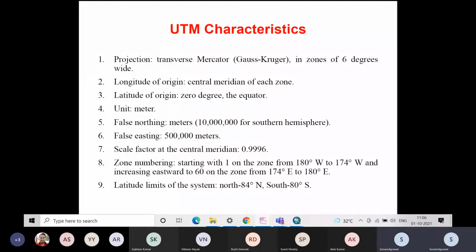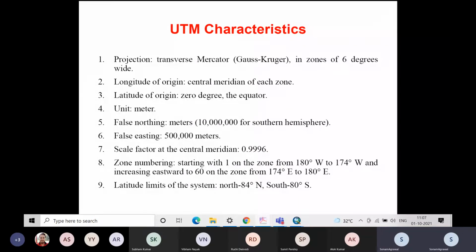This UTM does not capture the polar region. The latitude limit of the system is 84 degree north to 80 degree south, so that the distortion can be avoided. So this was the UTM projection system that we have discussed in the last term.